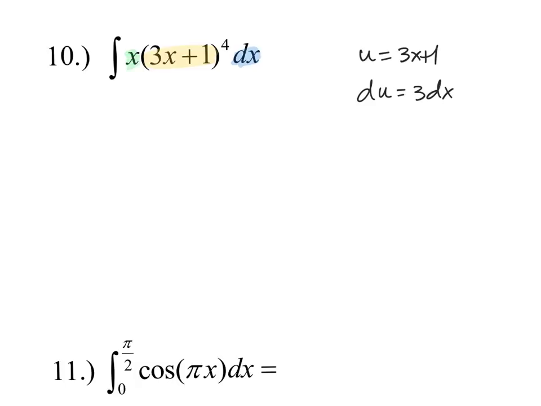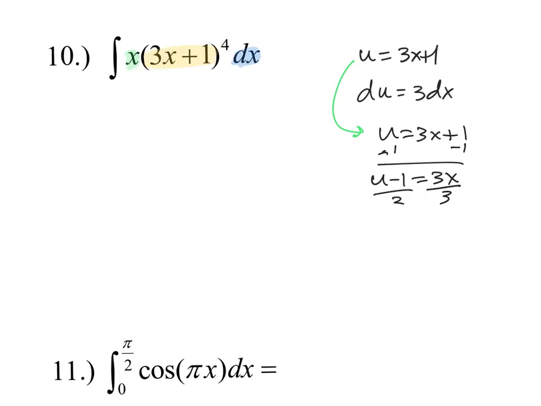Well, remember that here we have an expression of u in terms of x, so we can take this little equation, we can solve it for x, and then we'll have x in terms of u, and we can make a replacement then for this x. So let's go ahead and do that. If u is equal to 3x plus 1, and I want to solve that for x, I'm going to subtract 1 from both sides, and we'll get u minus 1 equals 3x, and then I'll divide both sides by 3. So I'm going to turn this around and say x is equal to u minus 1 over 3.